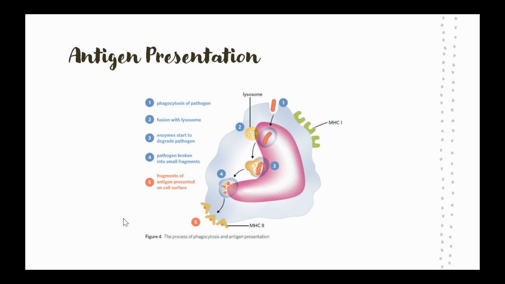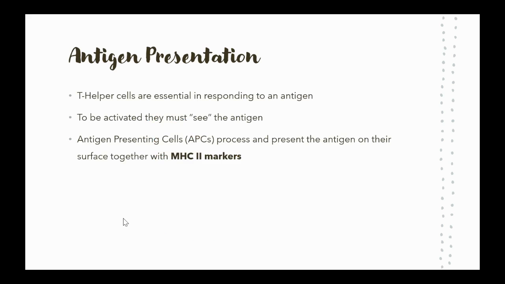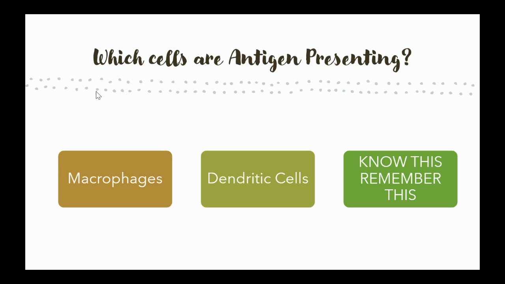A reminder that in order to activate your T helper cells, you've got antigen presentation. We've already talked about that in the last video, so I'm going to skip past it, but it's a reminder because T helper cells play a very important role in activating the cell-mediated immune response as well as the humoral response. In order to be activated, they've got to see the antigen. They can't see it without it being presented to them. How is it presented? Antigen-presenting cells.